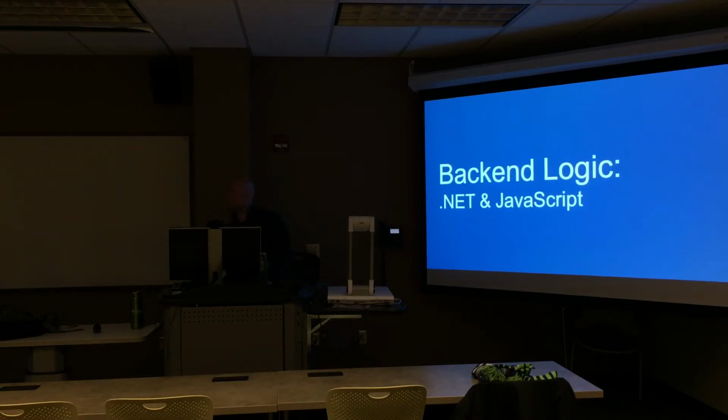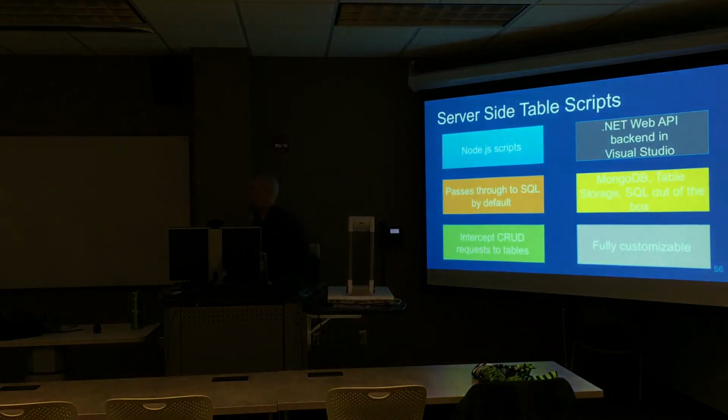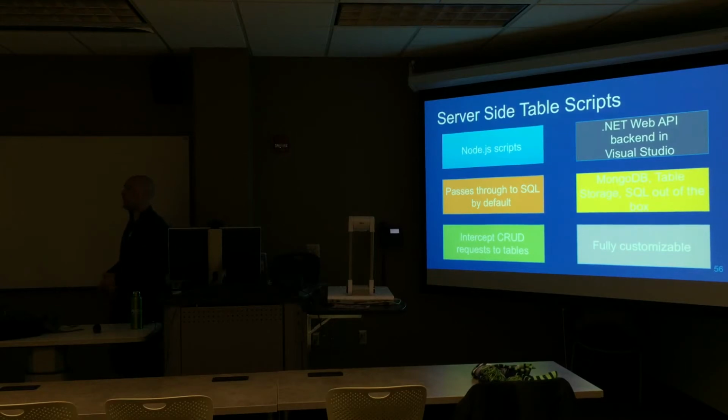So backend logic. When we created a mobile service, we chose a JavaScript backend, but we can choose between JavaScript and .NET. Essentially what happens, at least with the JavaScript backend, is when we create a mobile service table, it doesn't just create a REST API, it also creates scripts which intercept any request against our table. By default, all the scripts do is say, yep, pass the request through to the database, so perform an insert, perform a read, etc.